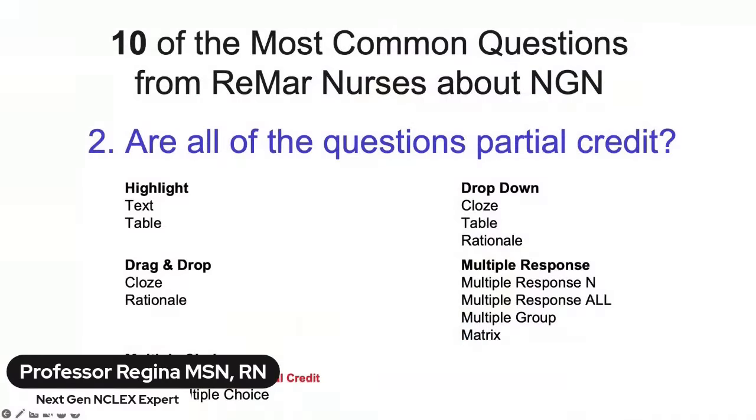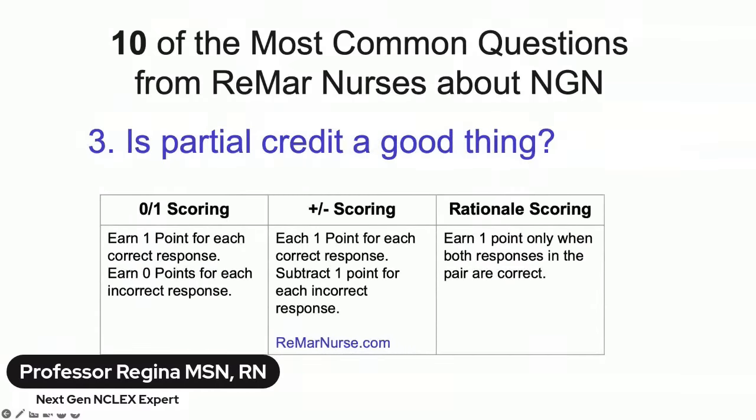All right, so partial credit for all of the question types except for the multiple choice item. Since we know all that, the question becomes: is partial credit a good thing? People ask, Professor Regina, is this a good thing? Before we can determine whether it's a good thing or not, let's talk about the different ways that the partial credit will be given, okay?